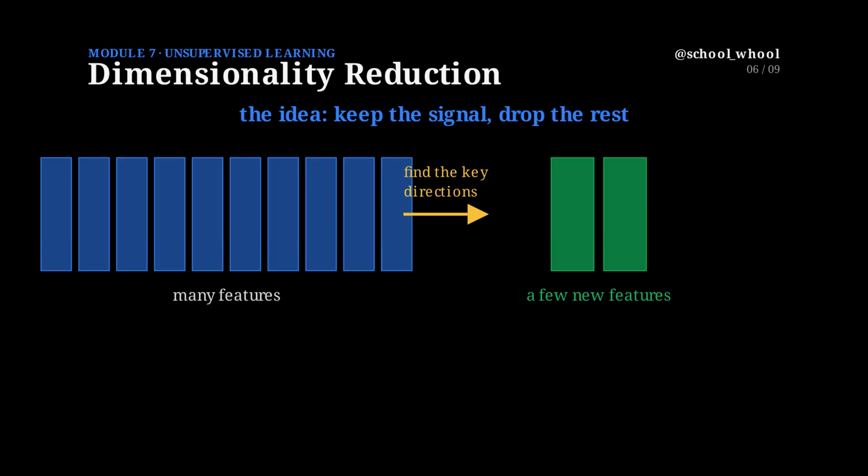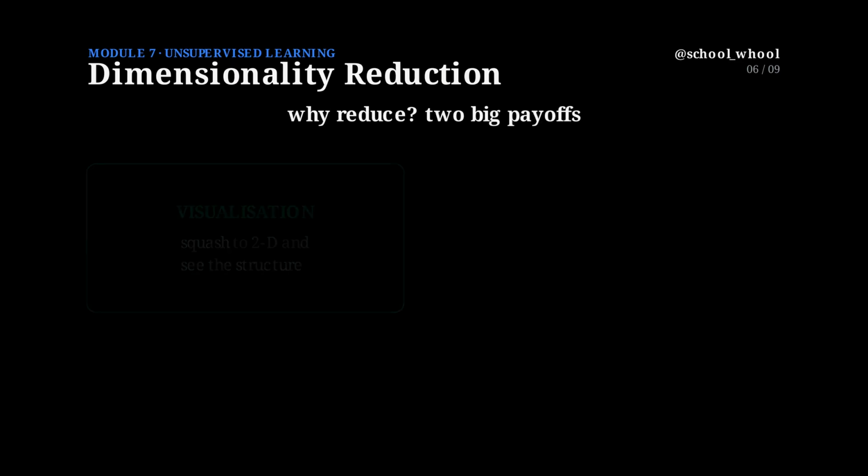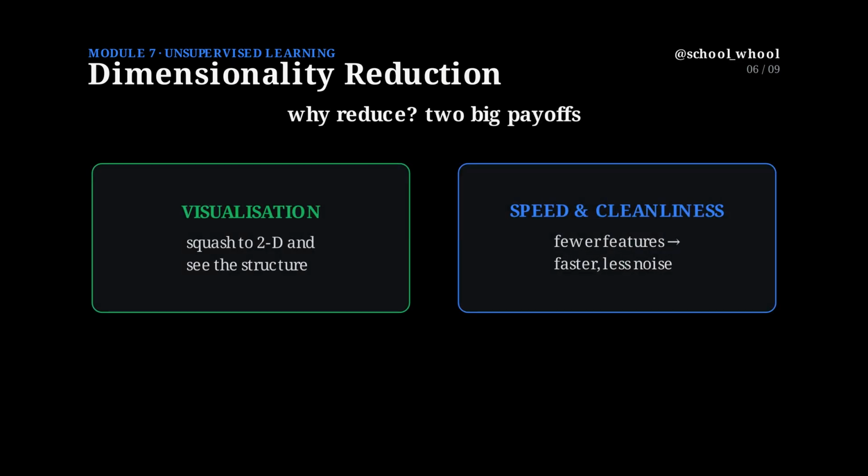2 big payoffs. First, visualization. Squash the data down to 2 dimensions and we can finally see its structure on a plot, clusters and all. Second, speed and cleanliness. Fewer features mean faster models and less noise to trip over.